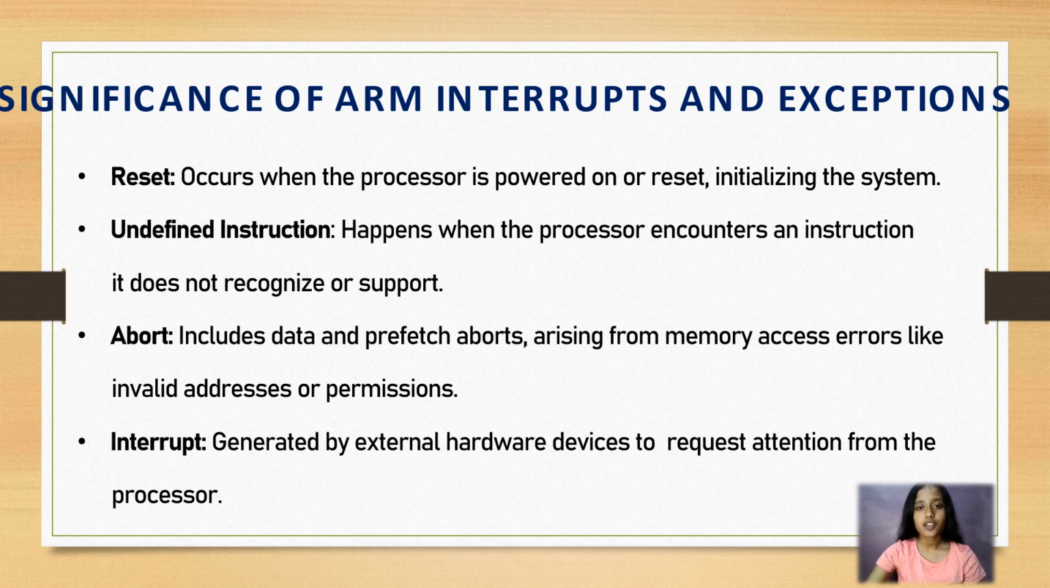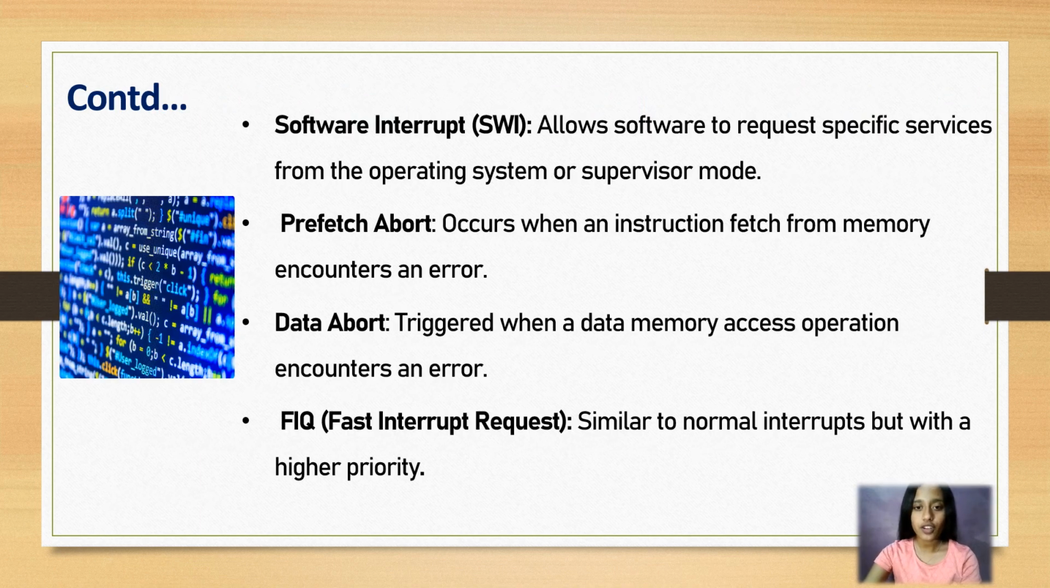Then interrupt, which is generated by an external hardware device to grab the attention of the processor to perform some other specific task. Software interrupt request allows the software to request specific services from the operating system. Then prefetch abort. This type of abort occurs when there is an error in the instruction fetch. Data abort. This type of abort occurs when there is an error in the memory access, that is any illegal memory access or invalid address location. Then fast interrupt request. This is similar to the interrupt request, but it has higher priority than the normal interrupt request.